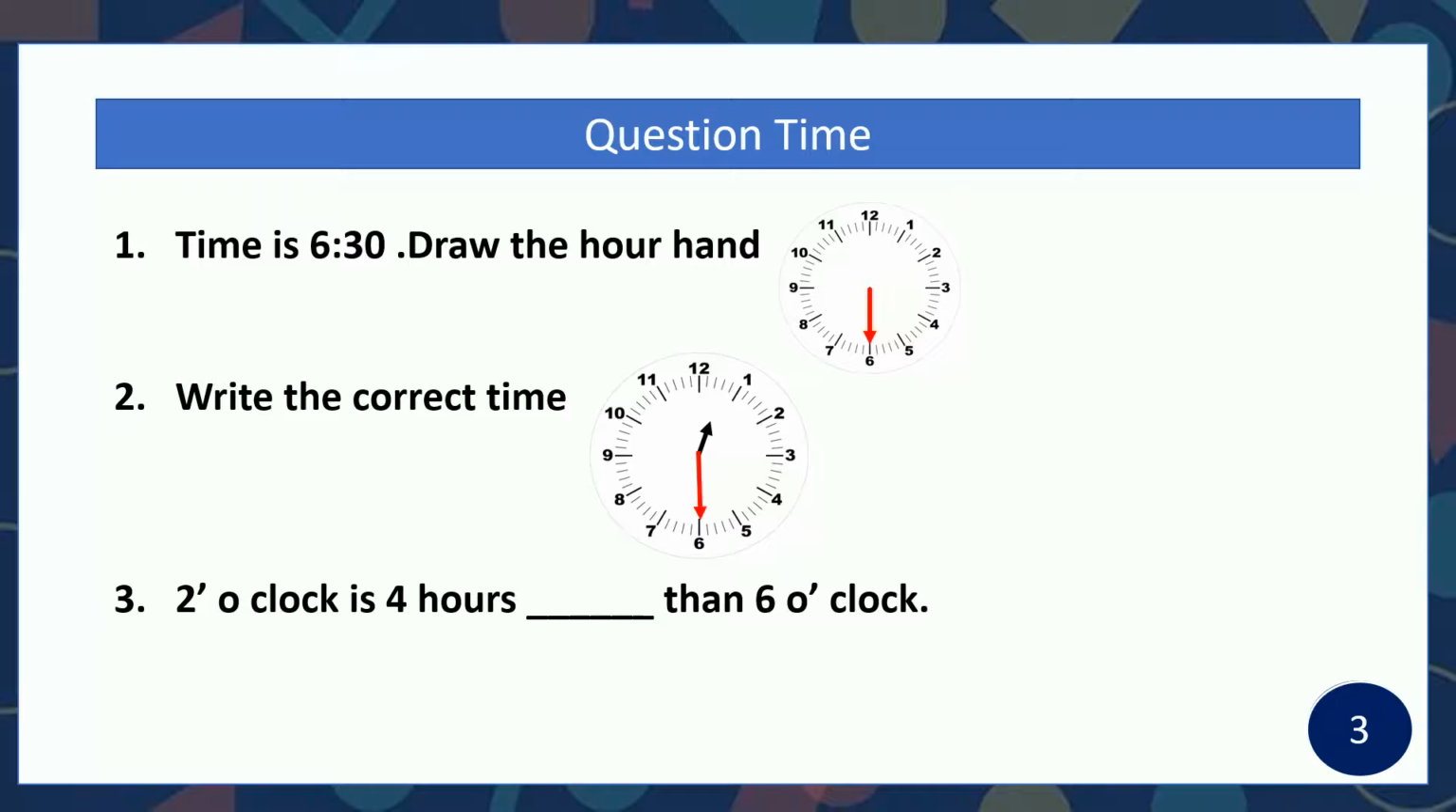Question time. Time is 6:30. Draw the hour hand. The minute hand is drawn already. You have to draw the hour hand to show the time, 6:30.